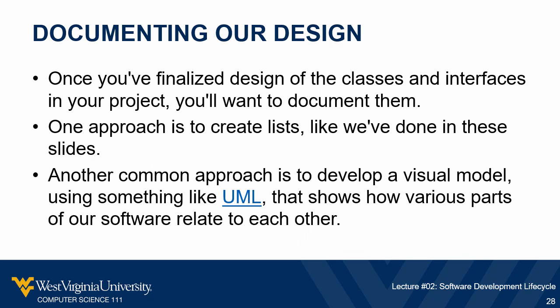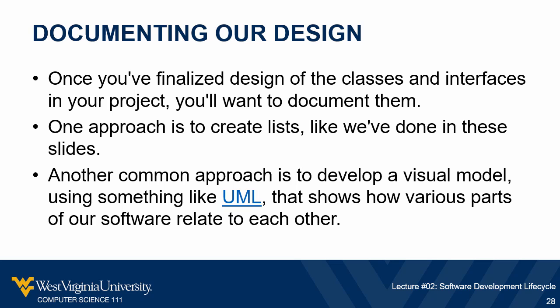An important part of the design process is documenting our design. Once you've figured out what classes and interfaces you're going to provide, you need to have some sort of record of that. There are different ways that you can do that. One approach is to just create lists, like what we've done on these slides with our flight status example, where we say we're going to have this class and it's going to have these fields and this set of methods. That's one way you can do things.